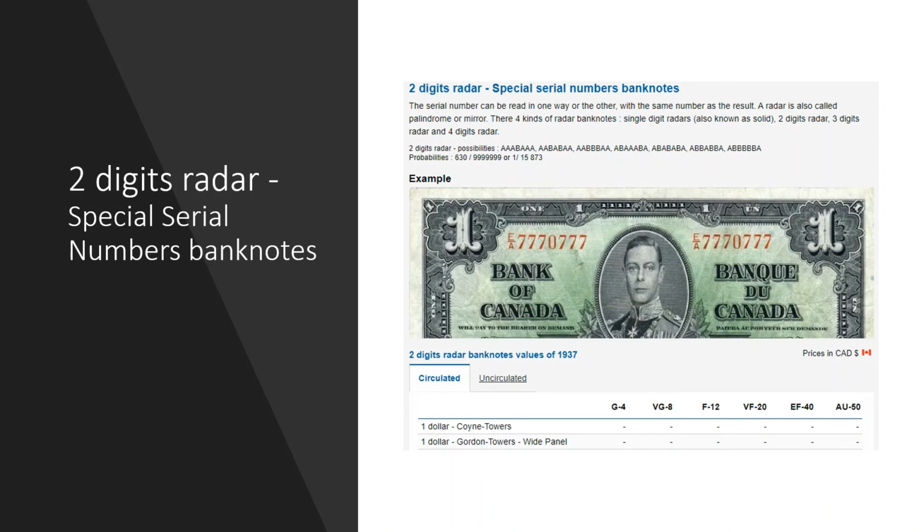Radar notes. There's going to be several of these with different numbers of digits that can be read, but it's basically saying that you can read it from either end, in either direction, and you end up with the same number, so 77770 or 07777, and kind of neat. None have been submitted with a price. We're going to see a few of these radar notes, so let's go to the next one.